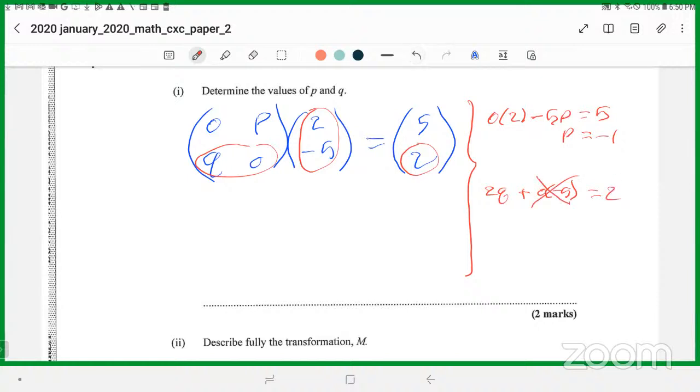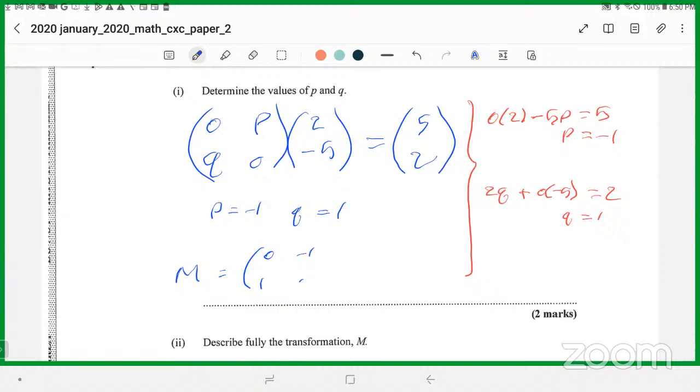This again is not material in the calculation. If 2q equals 2, then q equals 1. So those are my answers. Let's write them: p equals -1, q equals 1. That's my answer. So it means that M is the matrix 0, -1, 1, 0.